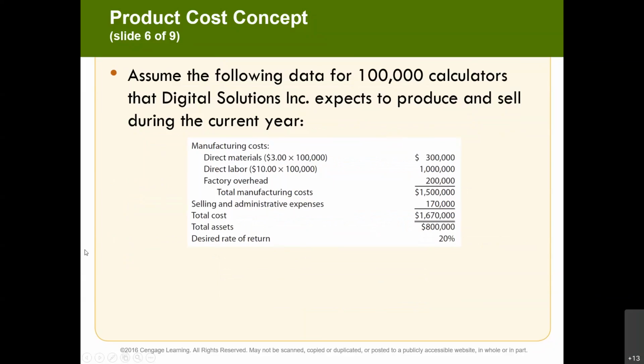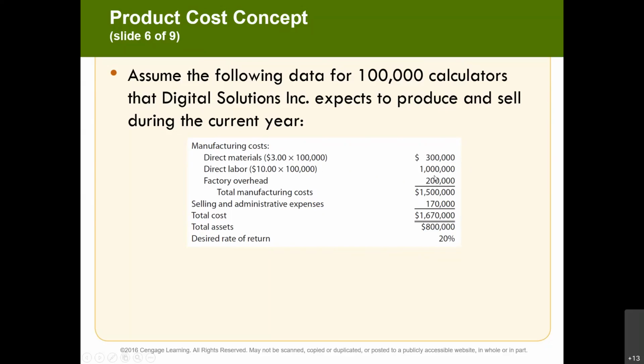So let's look at an example. This company, I guess, is making calculators. 100,000 calculators would be expected to be produced and sold during the current year. So I'm going to make 100,000 calculators. My direct materials is $3 per calculator. That's $300,000 total. My direct labor costs me $10 per calculator to make. So that's $1 million.